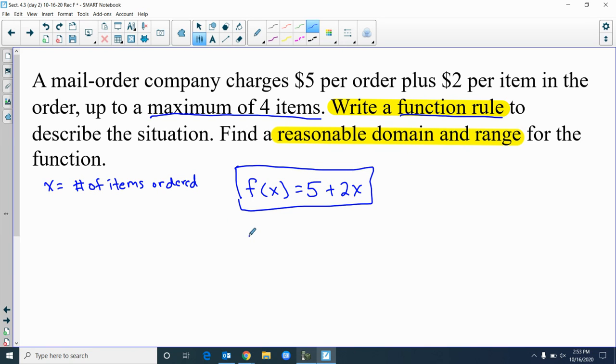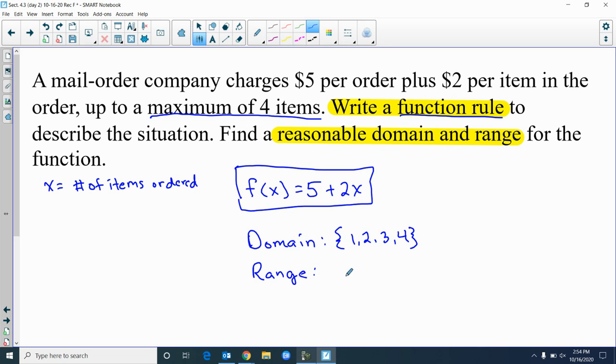All right, now what's a reasonable domain and range in this situation? Your domain is the number of items you order. The range is going to be the cost of the items. Well, the domain is restricted because I am told I can order a maximum of 4 items. Also, if you think about it, you can't order any negative items. So the smallest number of items you would order is 1. I could order 2, I could order 3, or I could order 4. I'm not allowed to order 5 because it would be above 4.